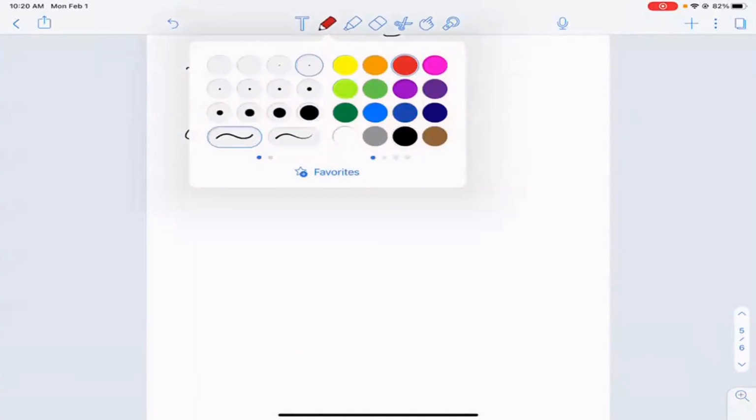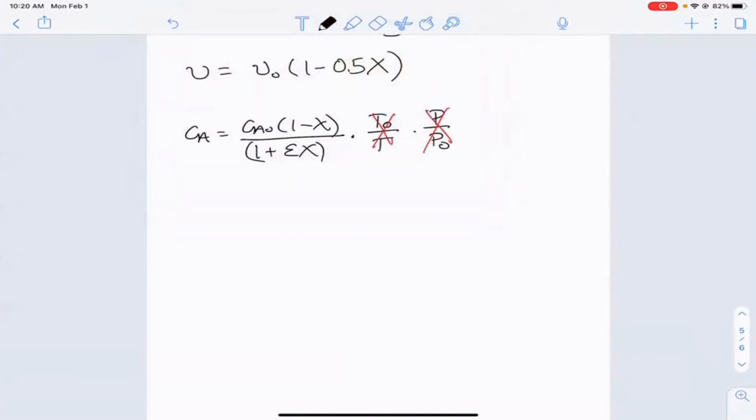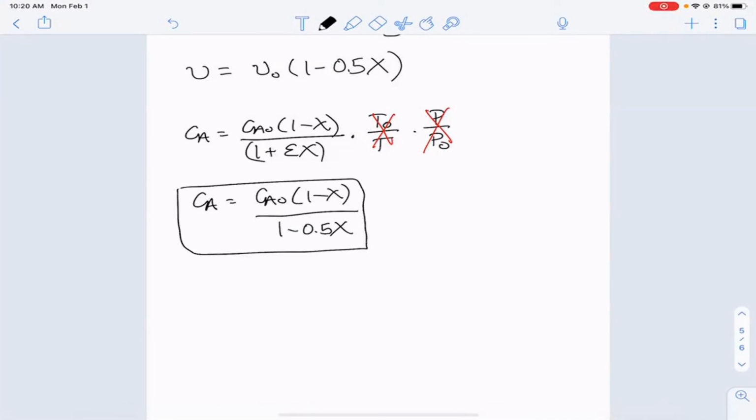So that gives us an expression for the concentration of A as being equal to Ca0 times 1 minus x over 1 minus 0.5 times x, right? Because epsilon was minus 0.5. All right, so there's our expression for Ca. And now let's do the same thing for Cb.